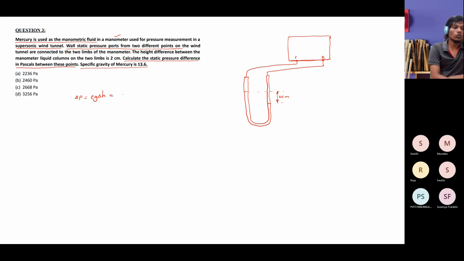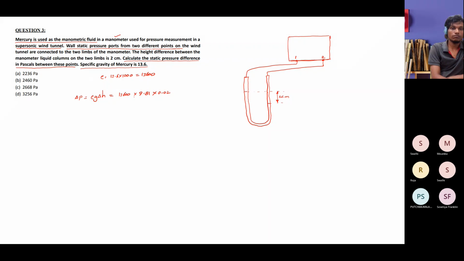So what is our rho? Rho is 13,600, because our specific gravity is 13.6 times the density of water, which is 1000. That gives you 13,600. So the density is 13,600, and you can use gravity as 9.81, times the difference of 2 centimeters, which I can write as 0.02 meters.